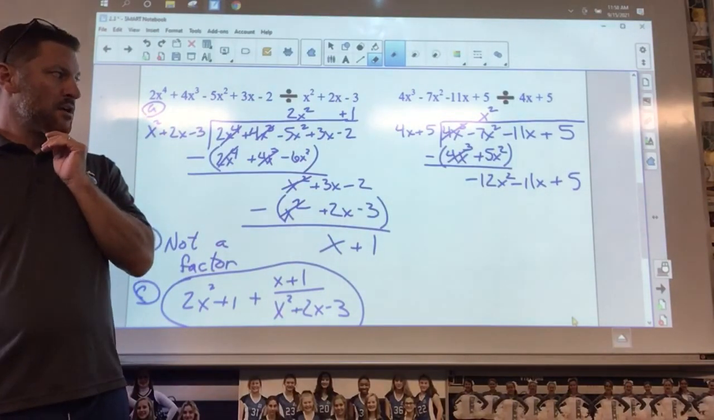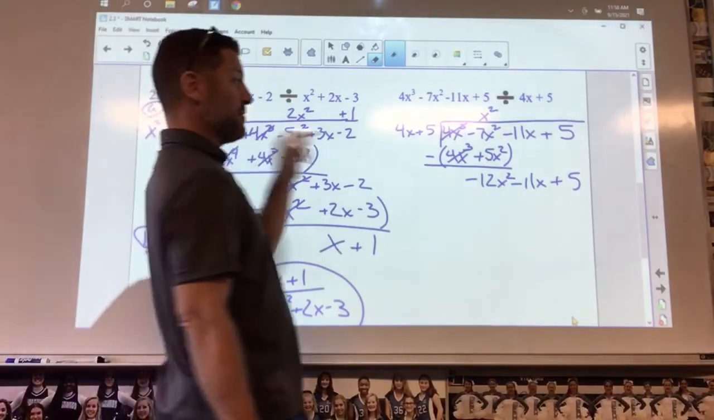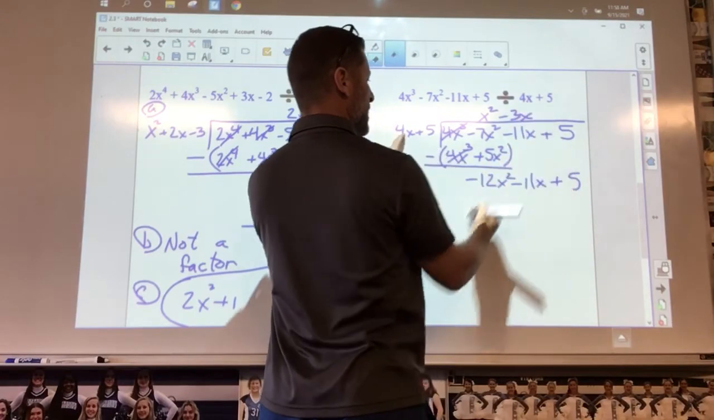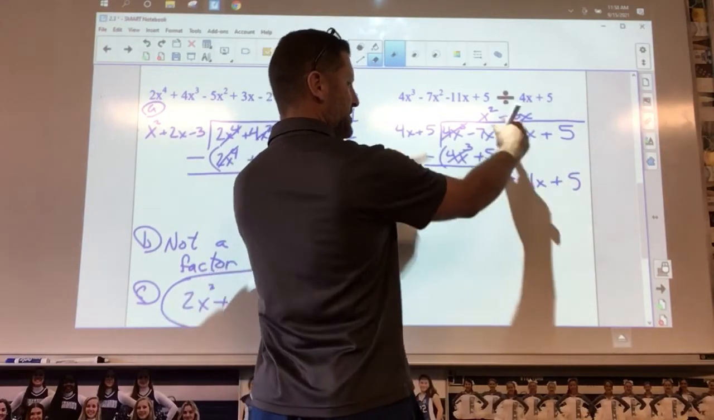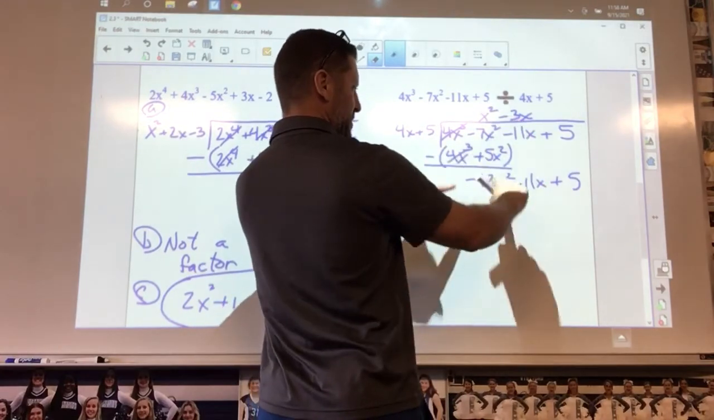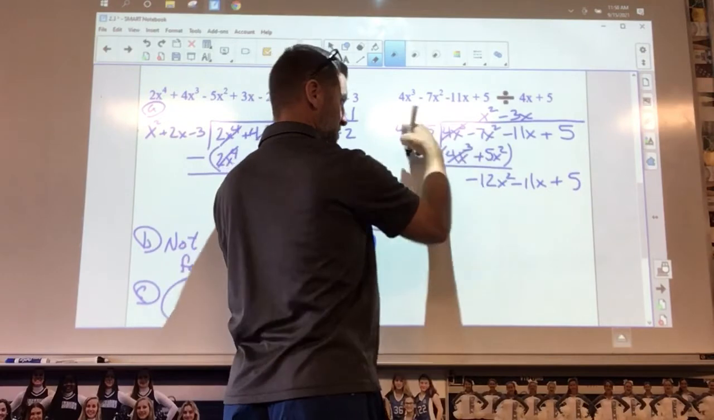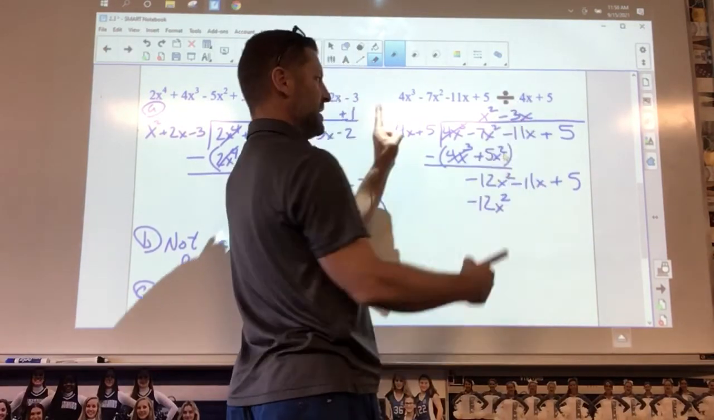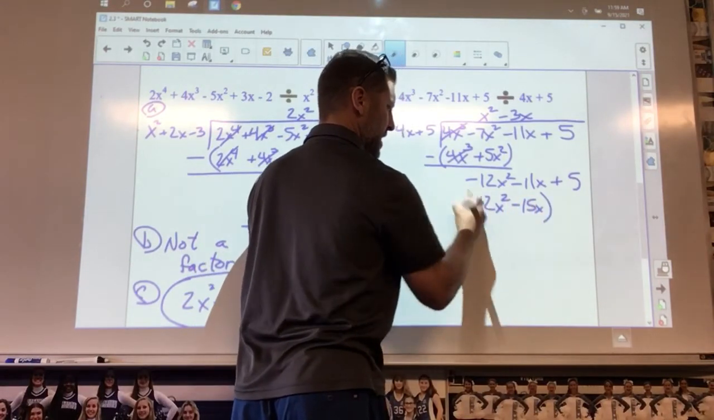All right, so what's your multiplier now? Negative 3x, because I gotta get to negative 12. Do you get to negative 12? Yeah, because I want them to cancel out when I subtract. So you always have the same sign up here, so you want the signs to be the same. Negative 3x times 4x is negative 12x squared. Negative 3x times 5 is negative 15x, and I subtract.